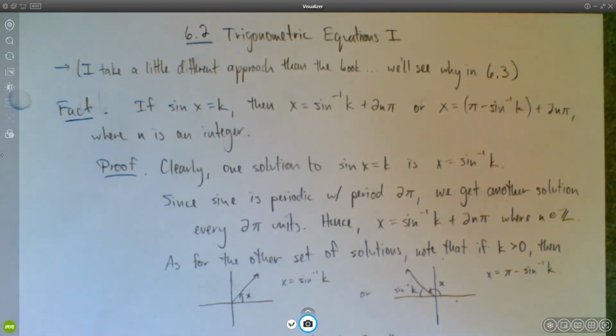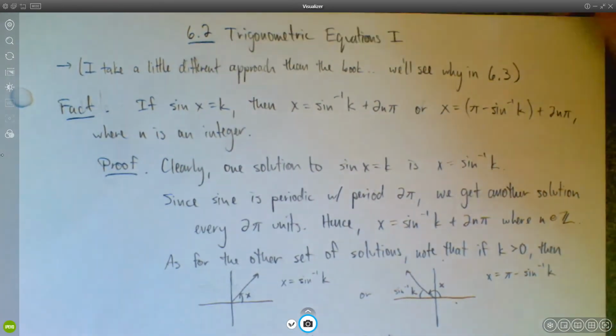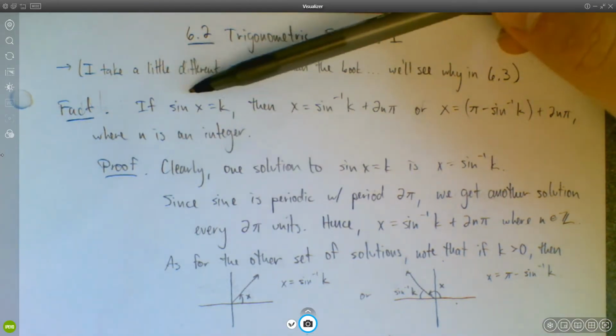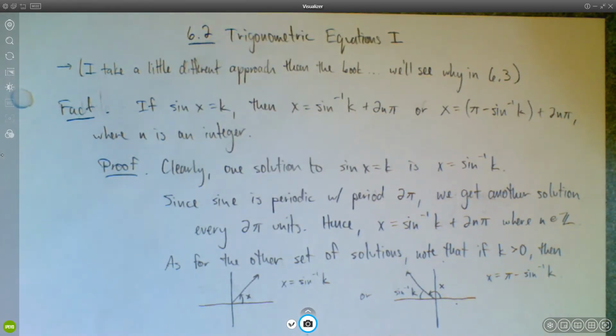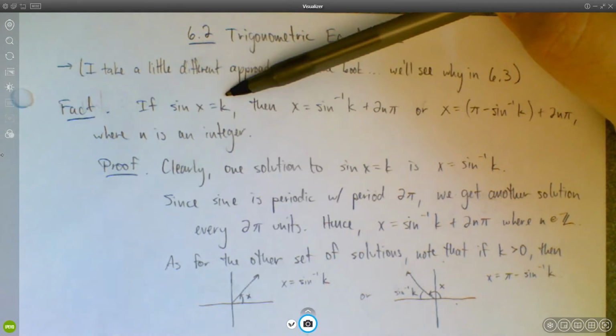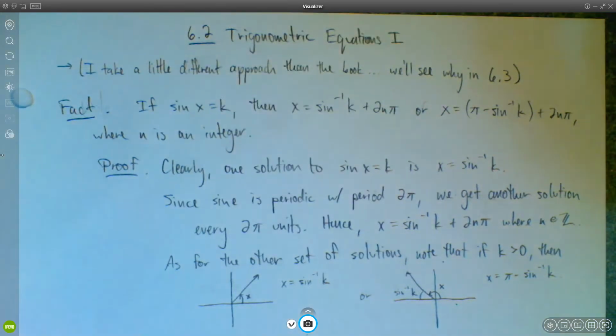So, here's the approach that I take. First of all, it requires us to establish certain facts about the way that trig equations work. The first one is this. If you have an equation that says sine x equals k, then you get two different infinite sets of solutions to this equation, assuming, of course, that k is an appropriate value. So if k is between -1 and 1. If k is like 5 or something, then sine x equals 5 has no solution.